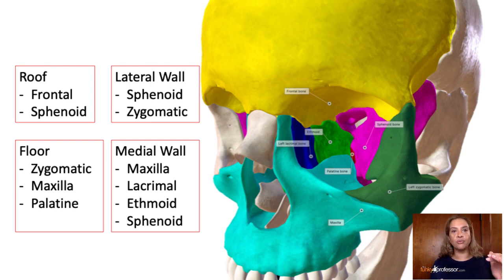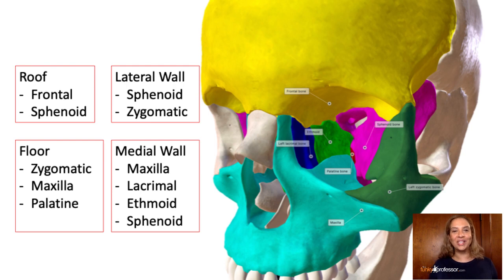Now, the orbit is described as having a roof, a lateral wall, a floor, and a medial wall. So it's like if we go around in a circle. So let's start with the roof. The roof is formed by the frontal bone shown here in yellow, and the sphenoid, which is shown in pink. The lateral wall is also formed by the greater wing of the sphenoid and the zygomatic bone, which is in dark green. The floor is formed also by the zygomatic bone and largely by the maxilla, which is in the light blue, and the palatine bone, which is that little bone there at the floor there in red.